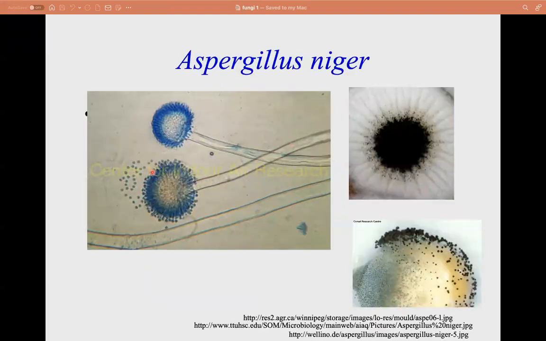And this one is an opportunistic fungus that causes opportunistic mycosis, like Aspergillus, but this one is Aspergillus niger, with this black appearance. So this ends the introduction of the general features of fungi associated with disease in animals. Thank you.